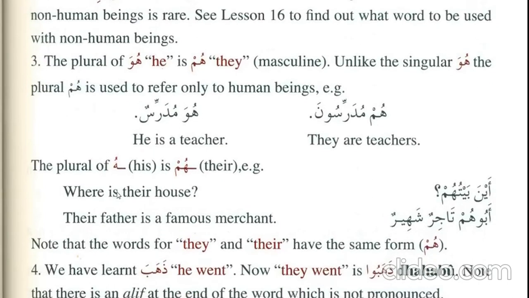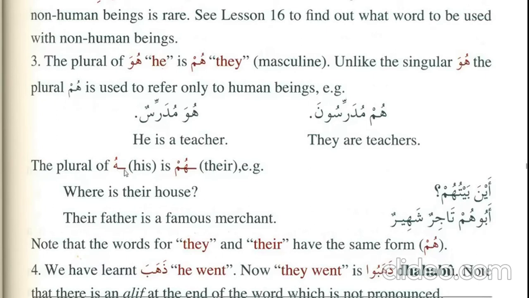Then you have also studied the pronoun huwa, which means he. So now you will learn that the plural of huwa, the jama of zamir huwa, is hum. Similarly, unlike the singular huwa, the plural hum is used to refer only to human beings. So if you remember, we use the word huwa for masculine non-living things, for masculine animals as well, singular. But this plural form hum is used only for human beings. We cannot use that for animals, because for non-intelligent animals we use singular feminine.